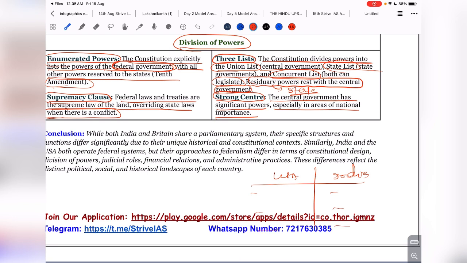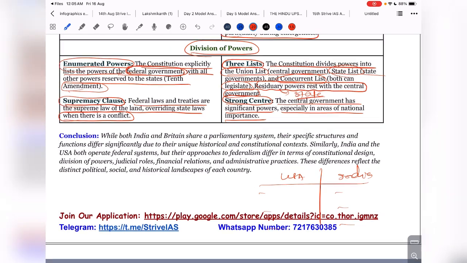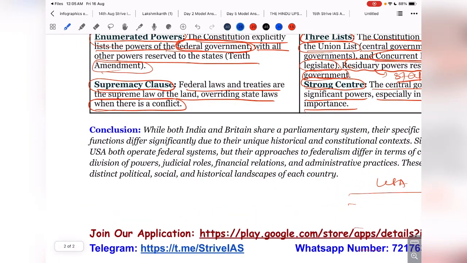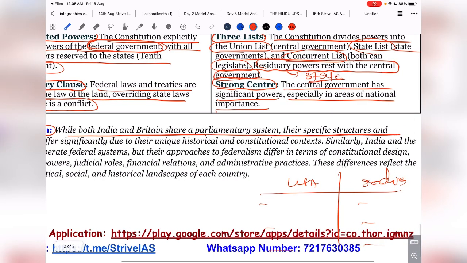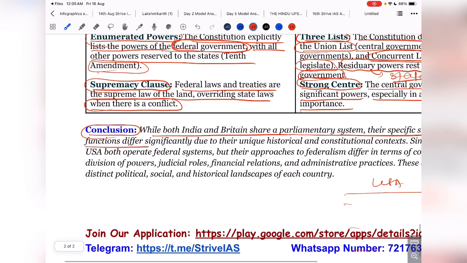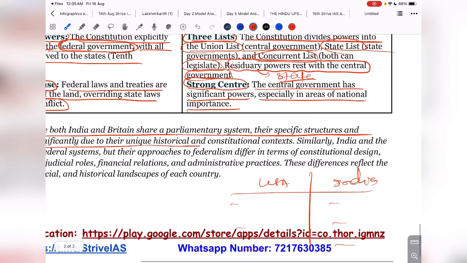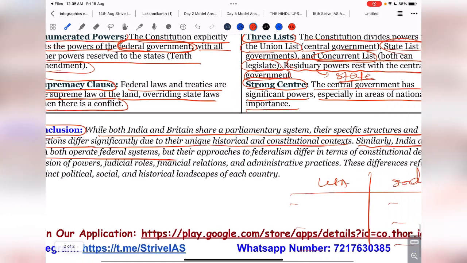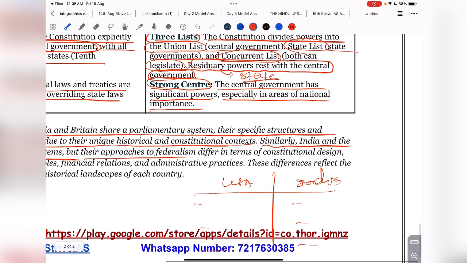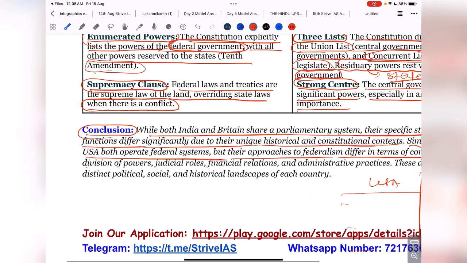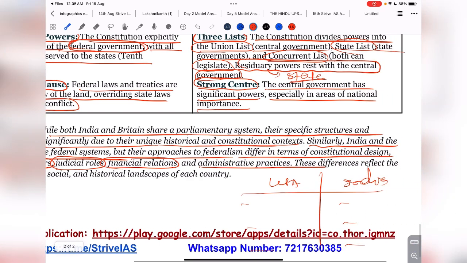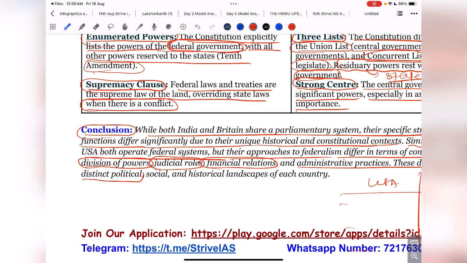Next, discuss the conclusion. While both India and Britain share a parliamentary system, their specific structure and function differ significantly due to their unique historical and constitutional contexts. Similarly, India and the USA both operate federal systems, but their approaches to federalism differ in terms of constitutional design, division of power, judicial role, financial relations, and administrative function. The differences reflect the distinct political, social, and historical landscape of each country.